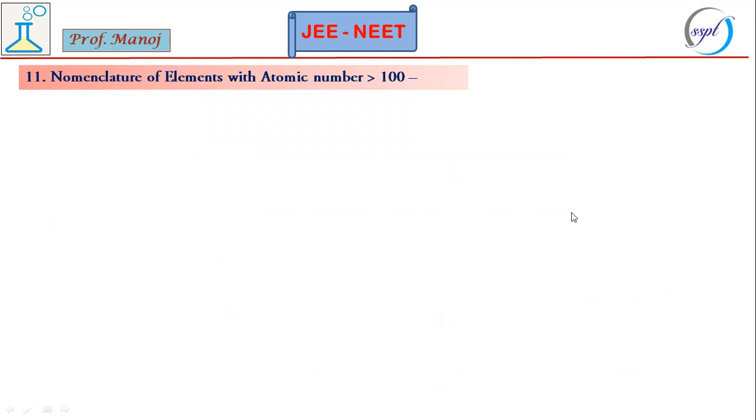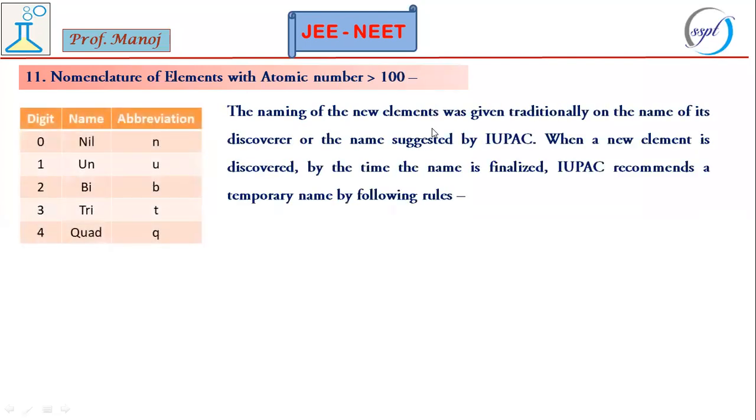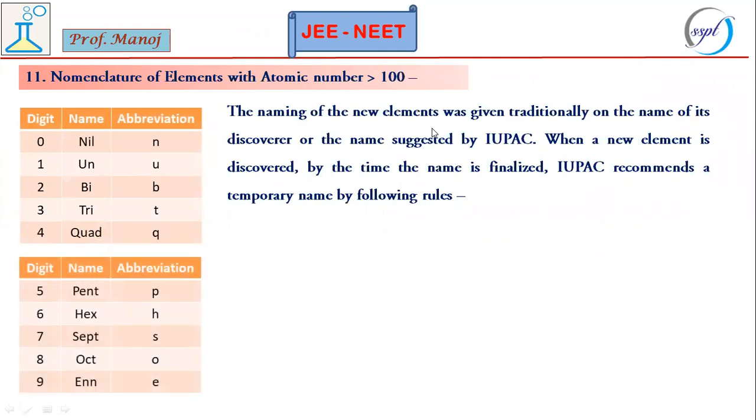Now, this part also we had done at that time in HSC. When you have atomic number more than 100, initially the names of the elements were not given. So, for naming any newly discovered element, we have to use the IUPAC system over here. So, IUPAC suggests that you must have numbers and their names.